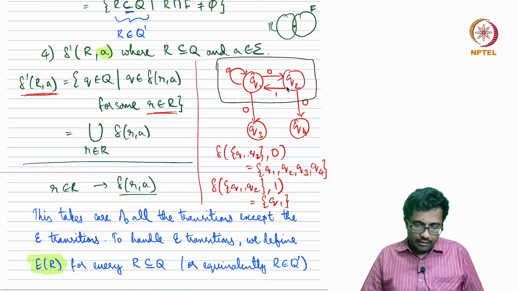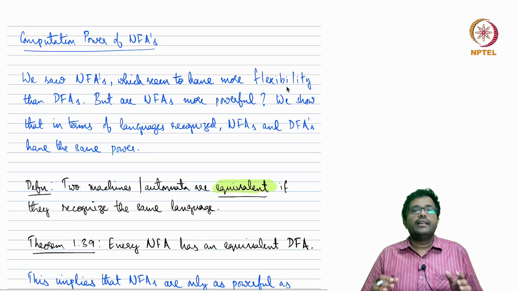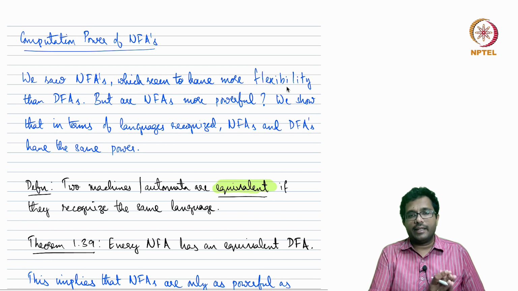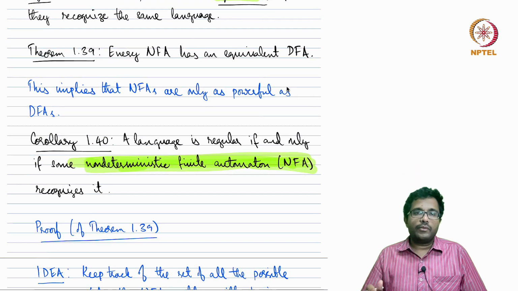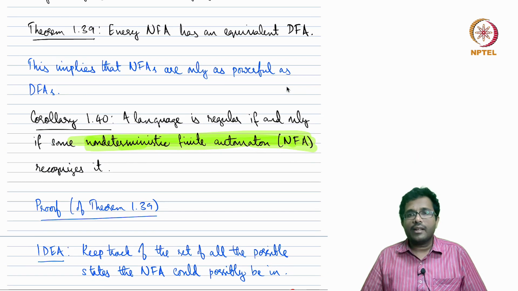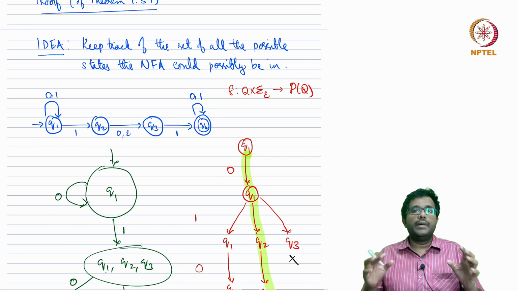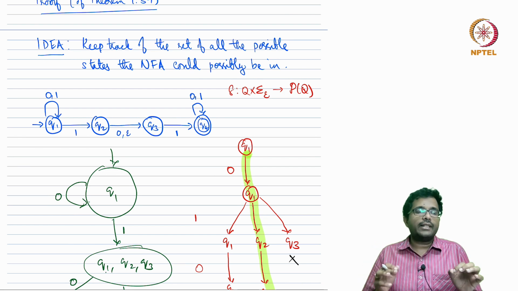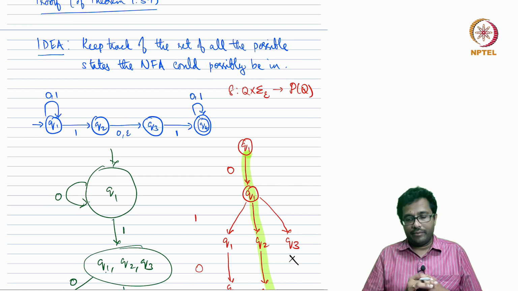So that is the main theorem that I want to state in this lecture. The computation power of NFAs is equivalent to DFAs, meaning the languages that can be recognized by an NFA are the same as those recognized by a DFA. This is proved by showing that every NFA has an equivalent DFA, and that is the construction that we saw. The main idea is to build a DFA where each state is a subset of the set of all states of the NFA.